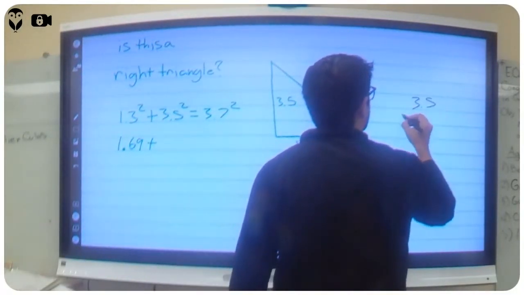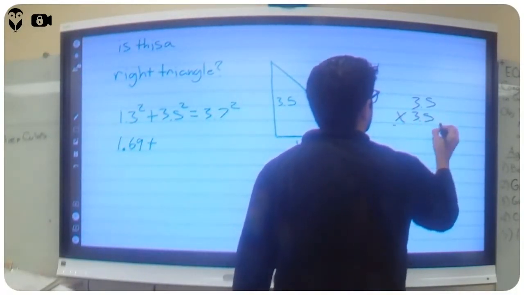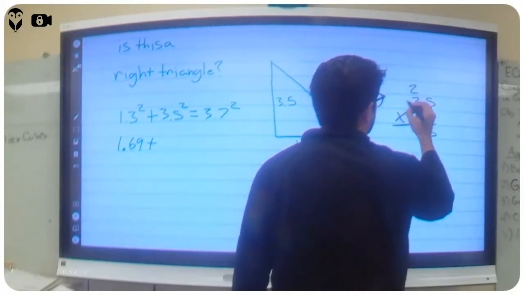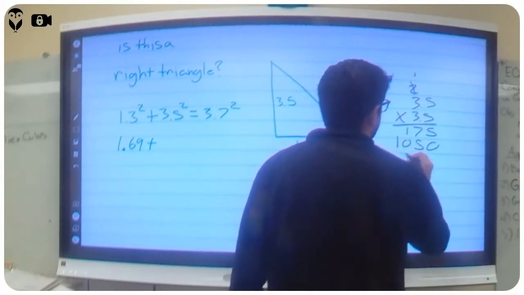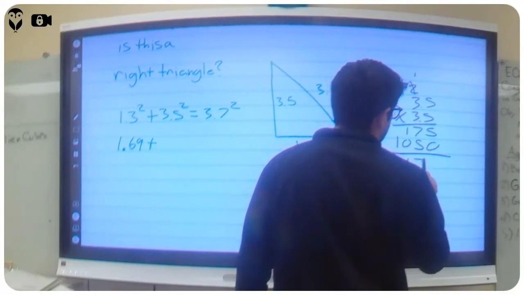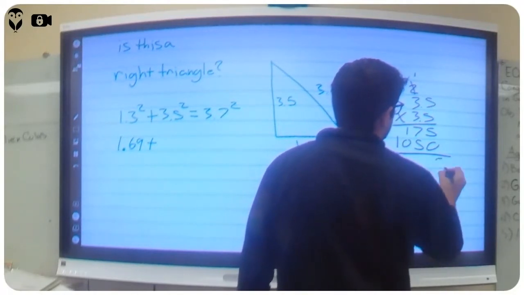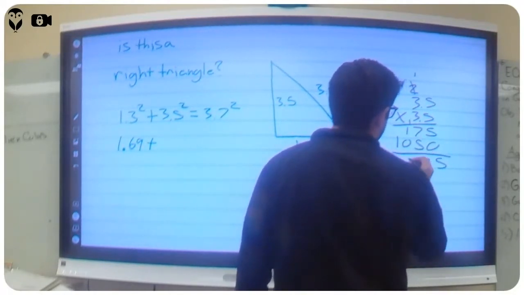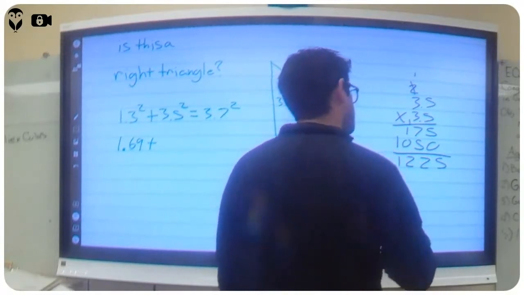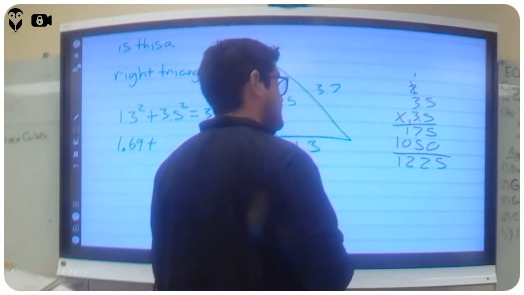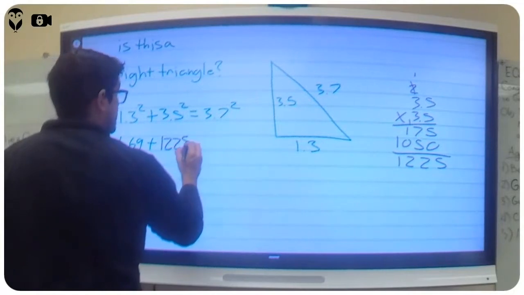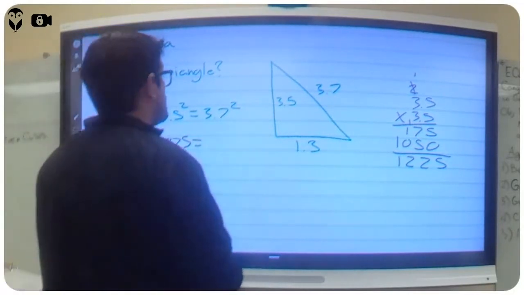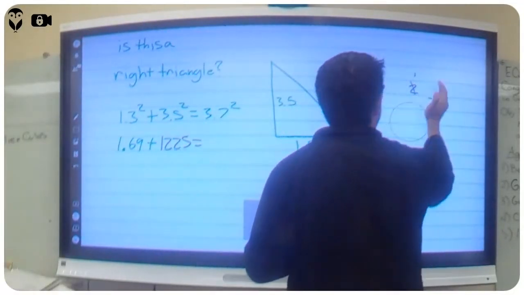So 3.5 times 3.5, that's going to be 25, that's going to be 17, that's going to be 15, that's going to be 10, that's going to be 1, oh, I'm backwards here. That's going to be 5, 2, 2, 1. So 1,225 is this one. Now we're going to do 3.7 times 3.7.